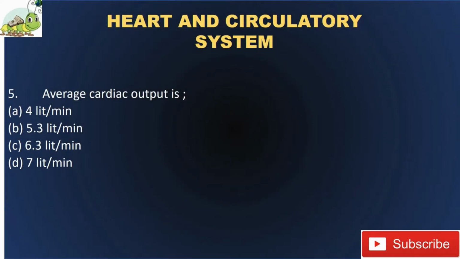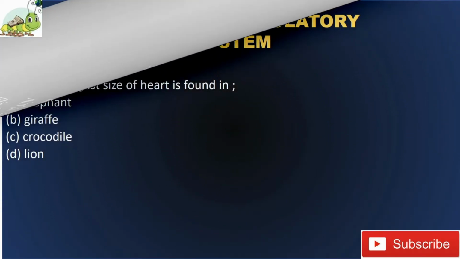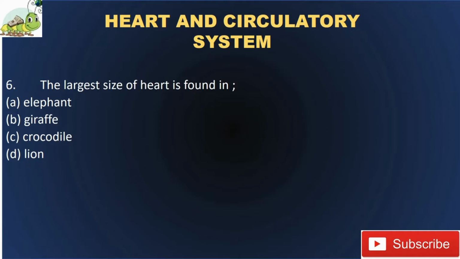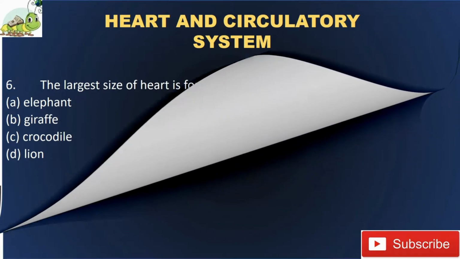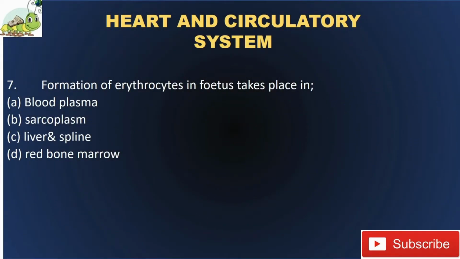Question number 5. Average cardiac output is 4 liters per minute, 5.3 liters per minute, 6.3 liters per minute, 7 liters per minute. Question number 6. The largest size of heart is found in elephant, giraffe, crocodile, lion. Question number 7. Formation of erythrocytes in the fetus takes place in blood plasma, sarcoplasm, liver and spleen, red bone marrow.